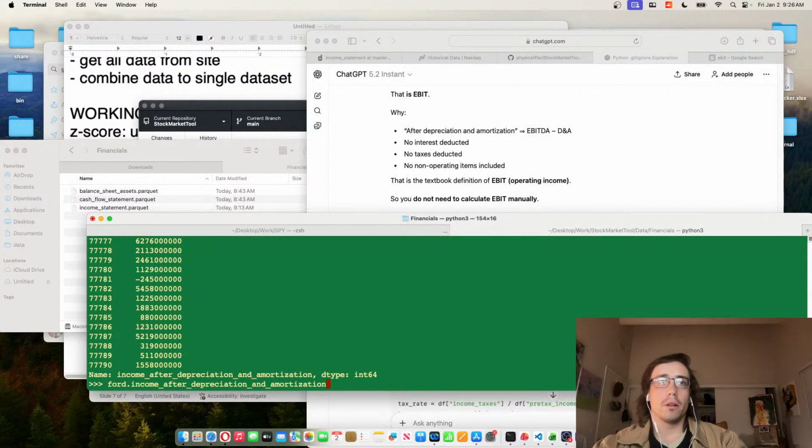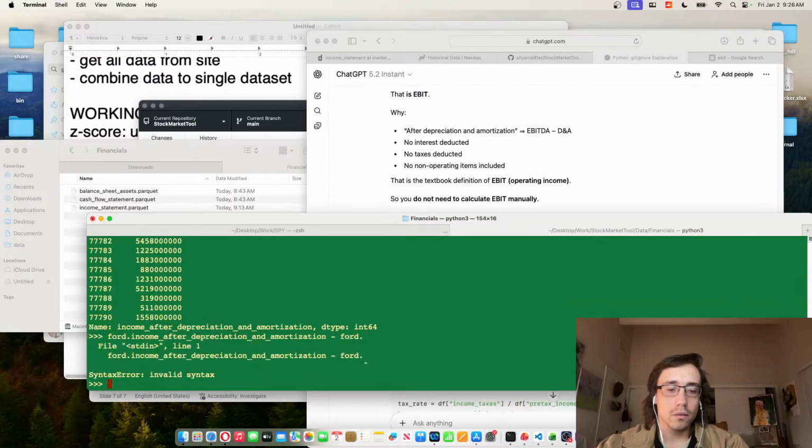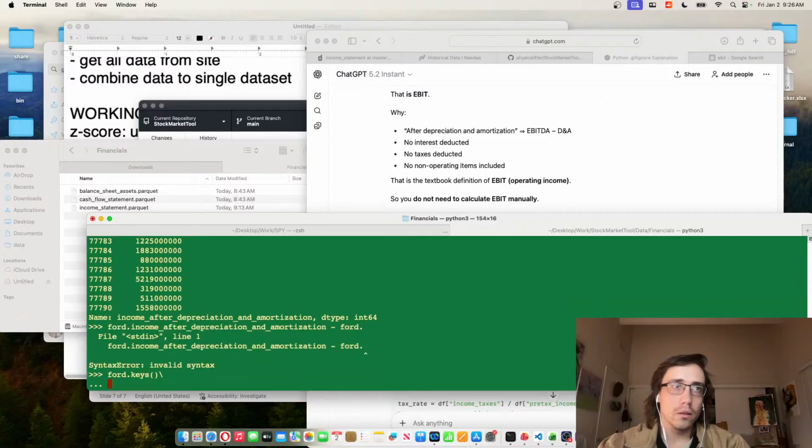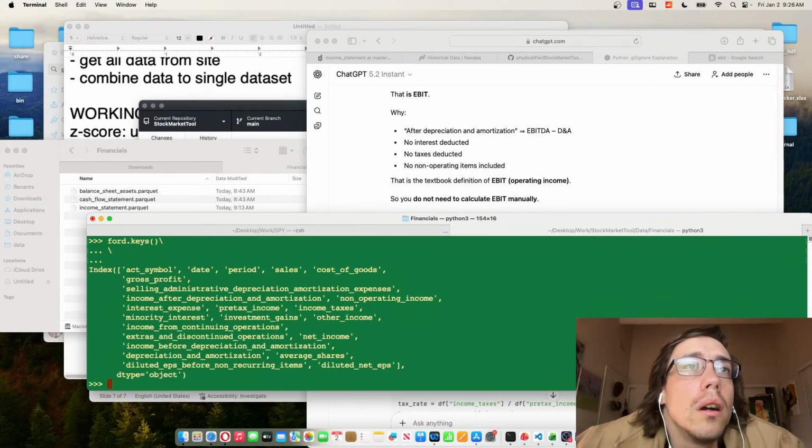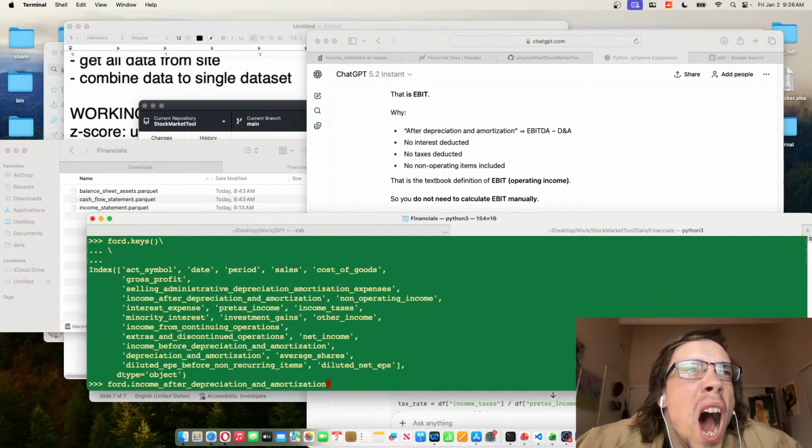Income after that minus income taxes. Where was the taxes?